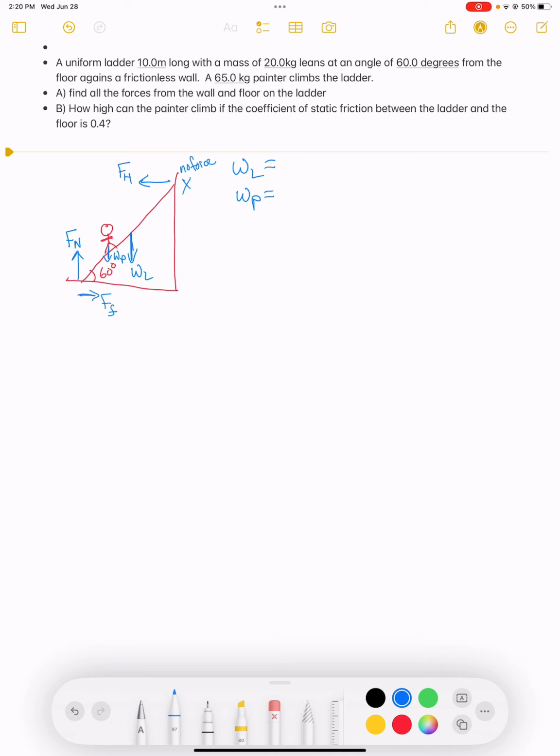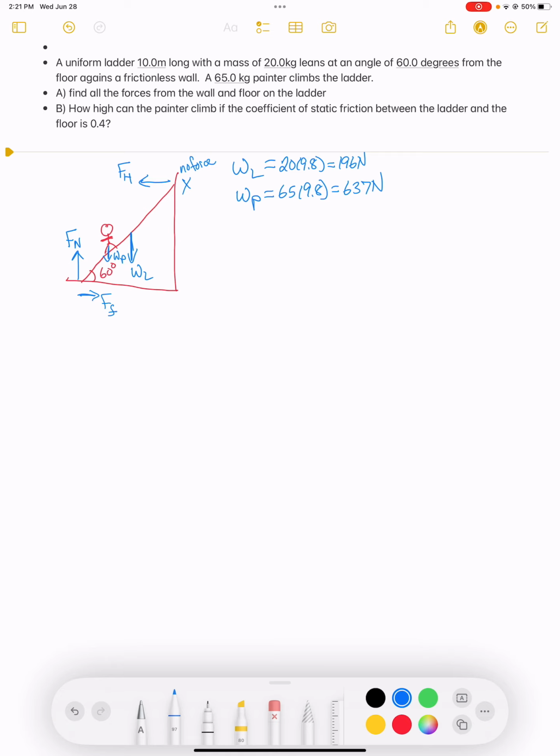So the weight of the ladder is 20 kilograms times 9.8, which is 196 newtons. The weight of the painter is 65, that's his mass, times 9.8. Okay, and 65 times 9.8, just a second, I don't have that calculated out separately. 65 times 9.8 is 637 newtons. Okay, so now what's the next step?